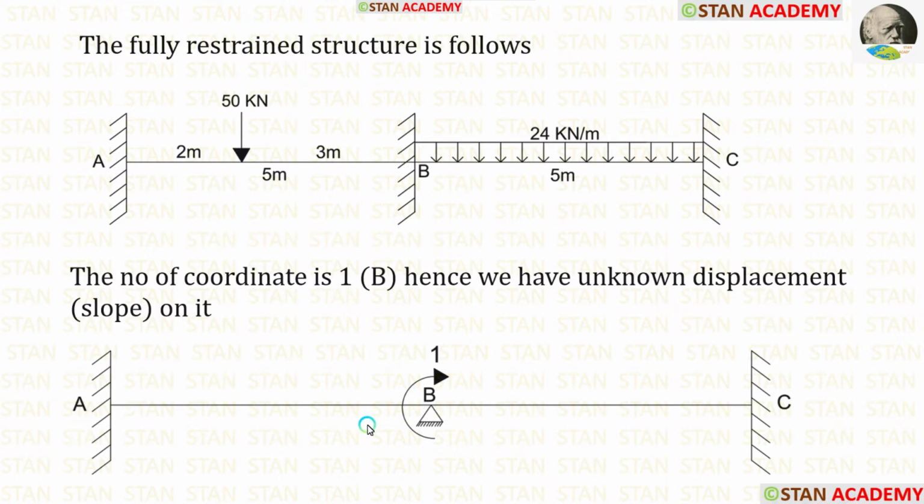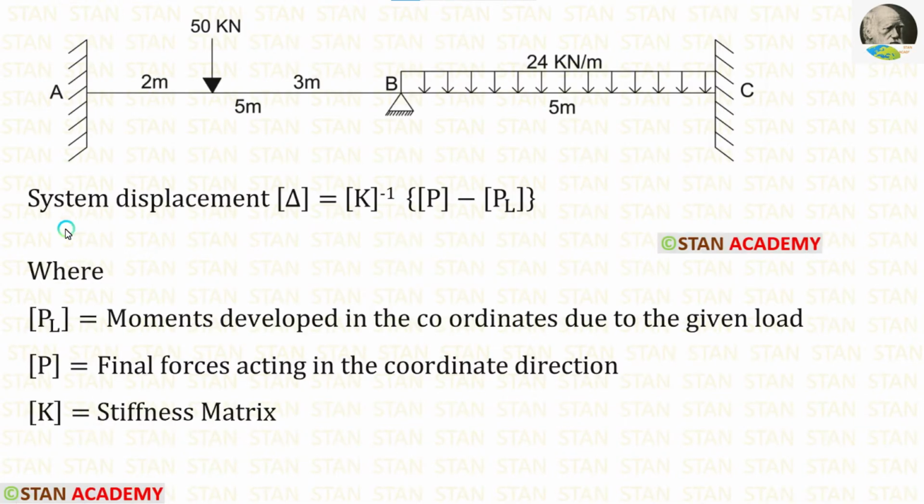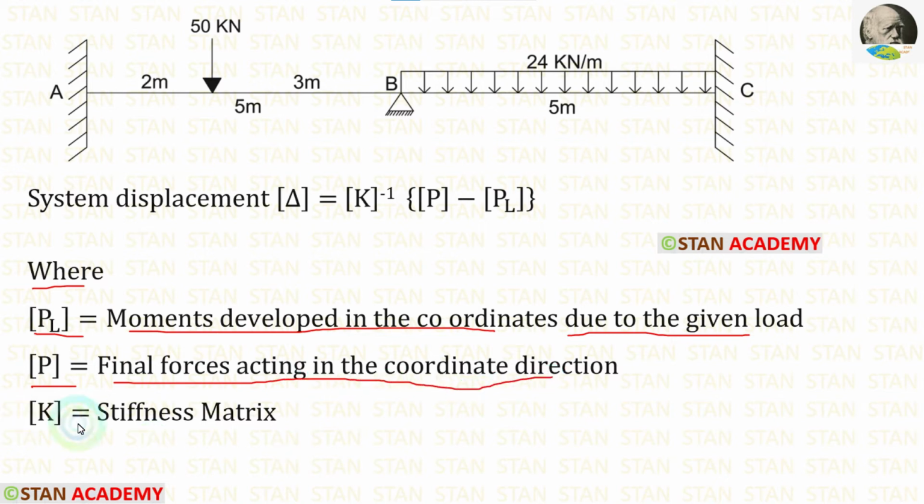The coordinate should be made in the clockwise direction. You can see that I have made the coordinate in the clockwise direction. Now let's see the formula to calculate the slope value. System displacement delta matrix is equal to K matrix inverse into P matrix minus PL matrix, where PL matrix is equal to moments developed in the coordinates due to the given load. P matrix is the final forces acting in the coordinate direction. K matrix is the stiffness matrix.